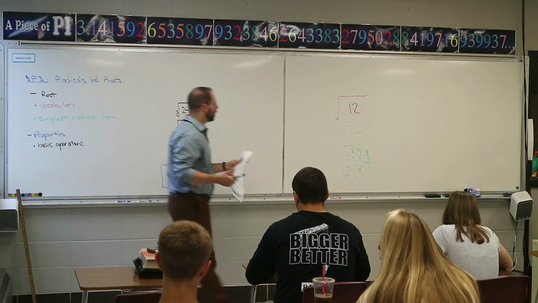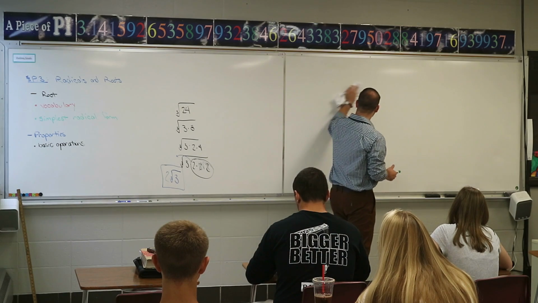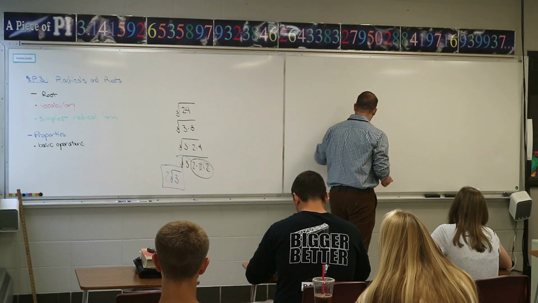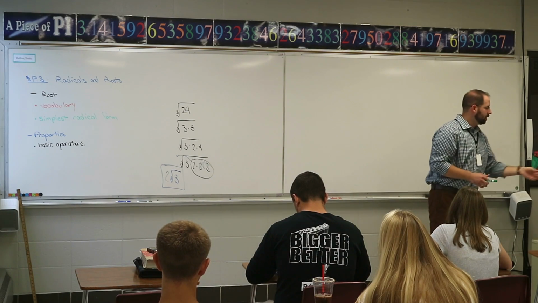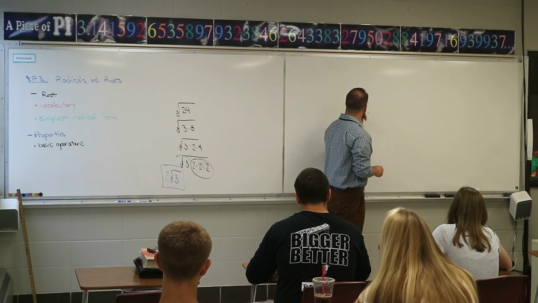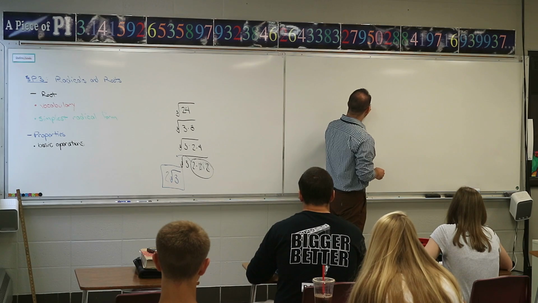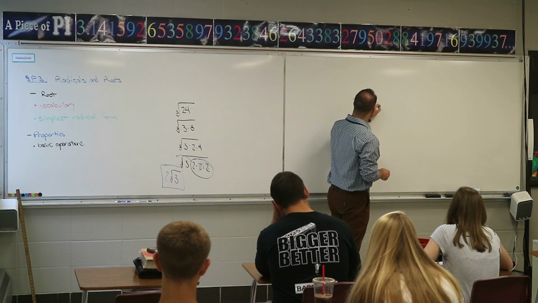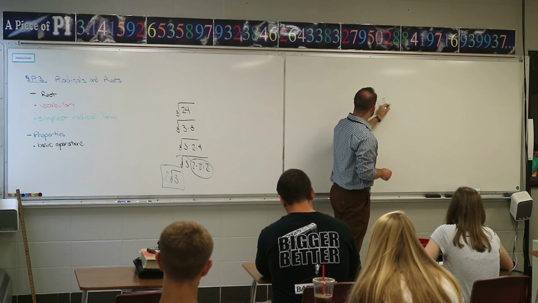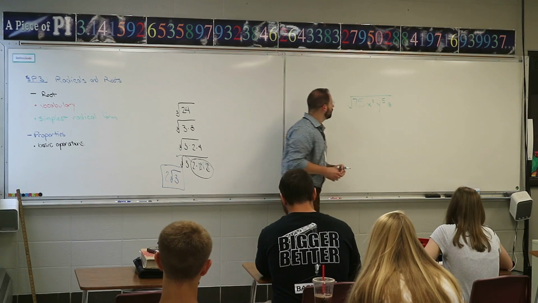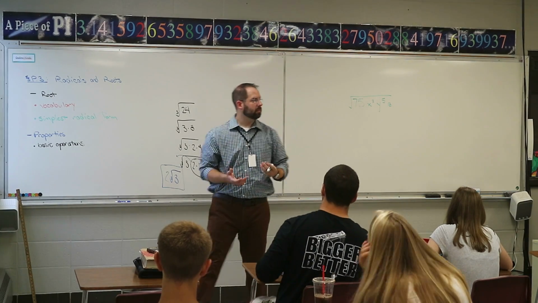Okay, let's do one with variables. Same thing. So let's go with the number 75, x squared y to the 5th z. So we're doing a square root.